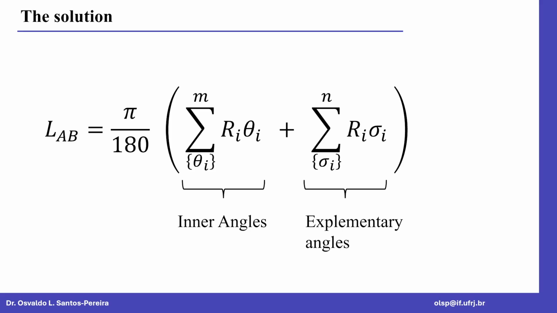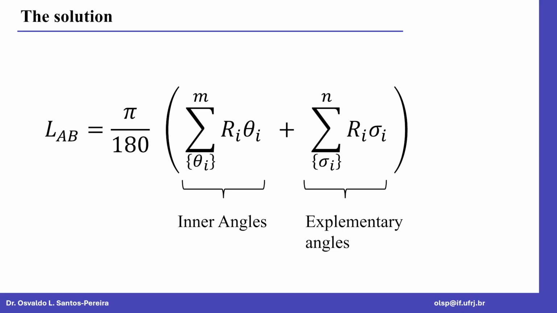The first summation contains the arcs determined directly by the inner angles theta sub i. For each arc, the contribution is obtained by multiplying the radius r sub i by the corresponding angle theta sub i after converting the angle to radians. The second summation contains the arcs determined by the explementary angles sigma sub i. Recall that sigma sub i is equal to 360 degrees minus theta sub i. Once converted to radians, the arc length is again obtained by multiplying the radius by the corresponding angle.